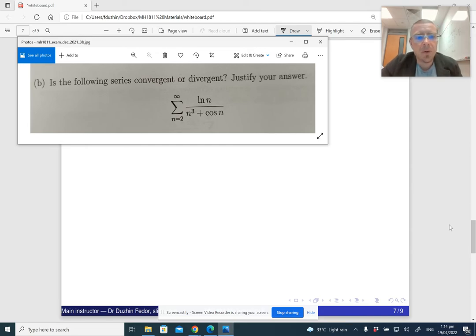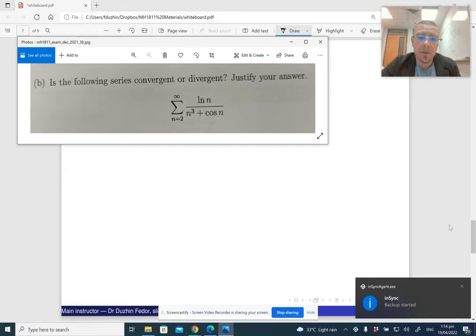Okay, is the following series convergent or divergent? Justify your answer. So notice that here we're not really asked about whether the convergence is conditional or absolute, because all the terms in the series are positive, right?